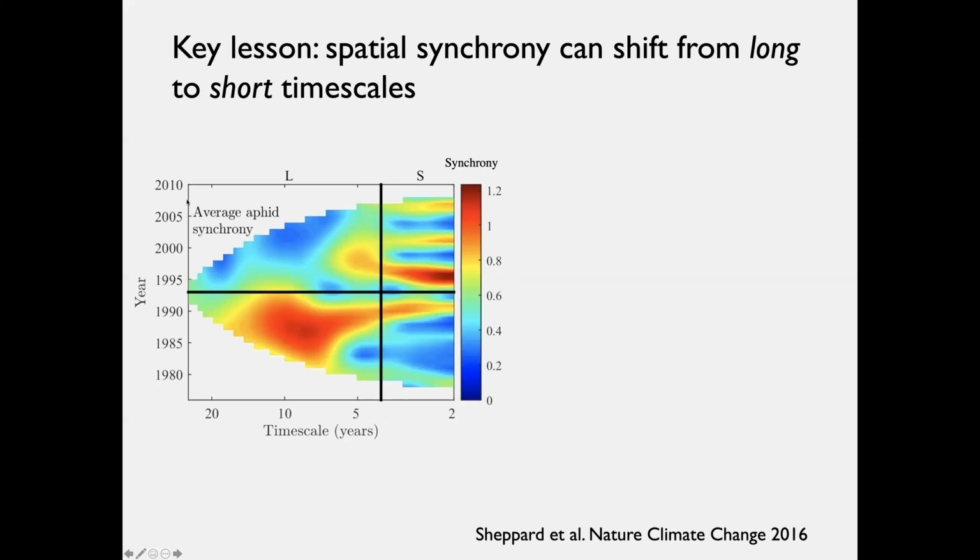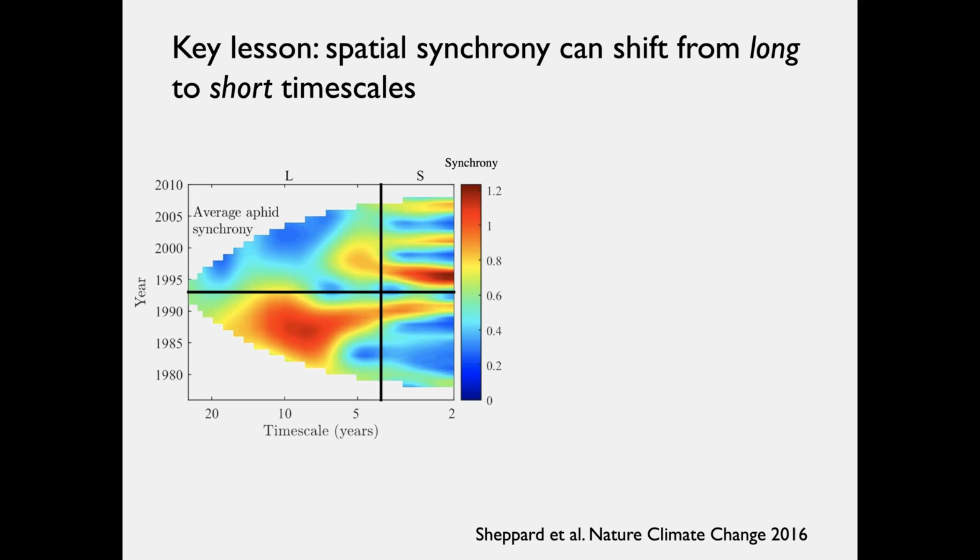This here is their time series. And this is a record of aphid outbreaks from the 80s up to 2010. And then the heat map is showing the level of synchrony. And so here we see that early in the time series, from the 80s and the 90s, we had a lot of synchrony in aphid populations that were occurring at a decadal scale. But it shifted, and in the late 90s and in the 2000s, most of the synchrony in populations occurred at short time scales. So that was really interesting.